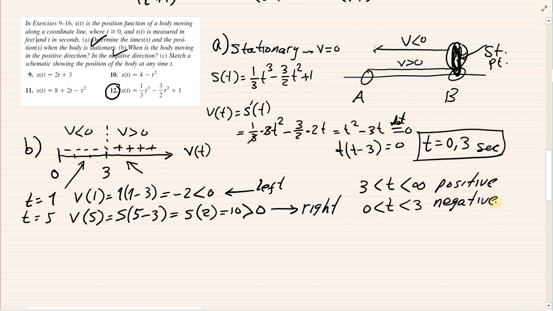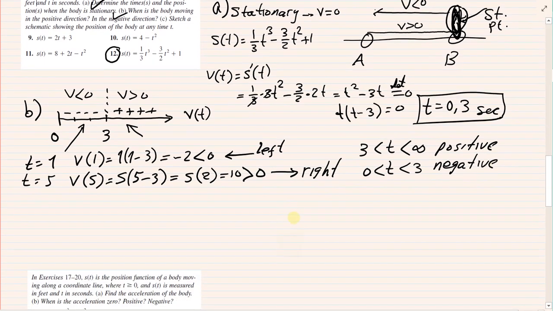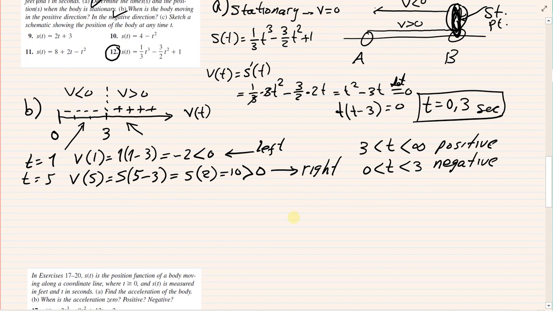Because the question again asks, when is the body moving in the positive direction, in the negative direction? And we did that. Now, next part, part C: sketch a schematic showing the position of the body at any time. So for this one, our schematic is a number line. This is like s(t), the position at any given time. Remember, t equals 0 is the minimum for time.